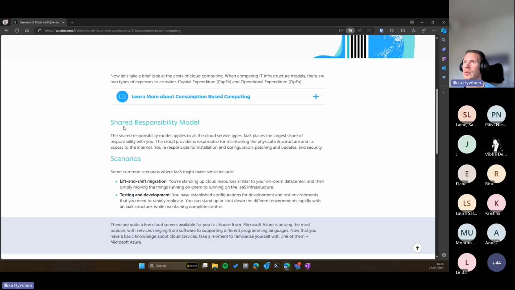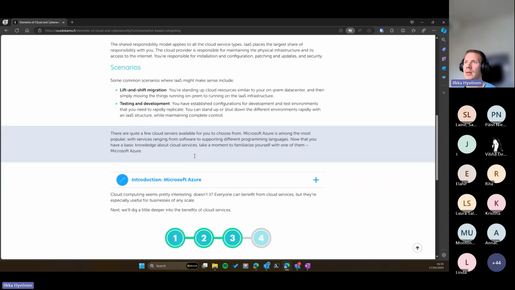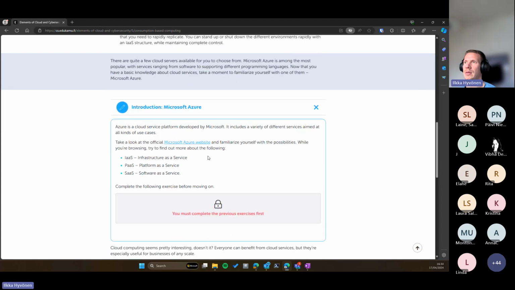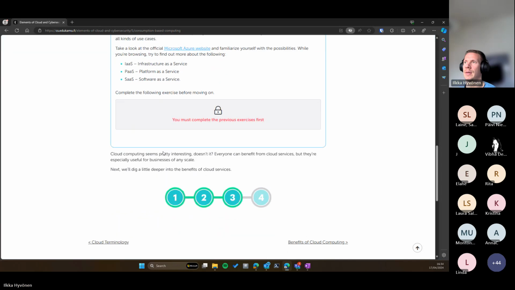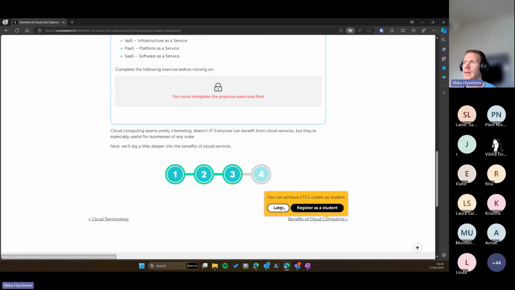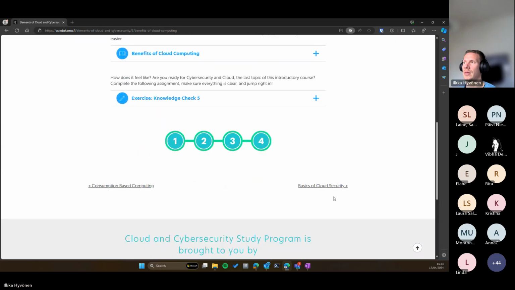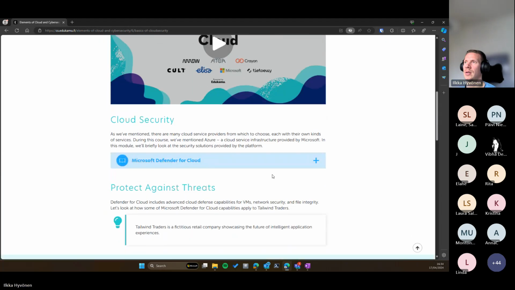Yeah, this is also continuing about the shared responsibility model, so it's an important aspect of this. Then there's some explanation of Azure services and some more benefits of cloud computing. But I will skip this one to go to basics of cloud security.